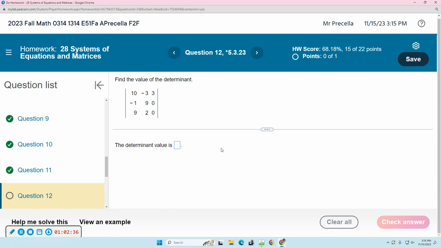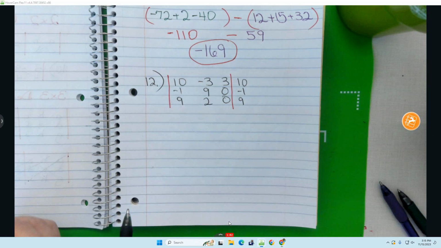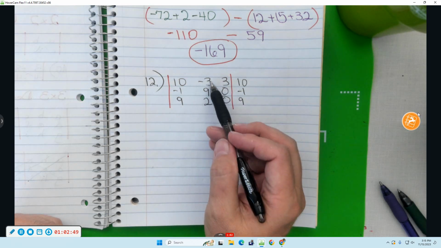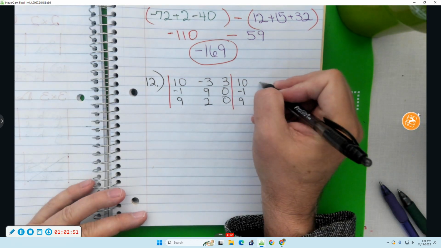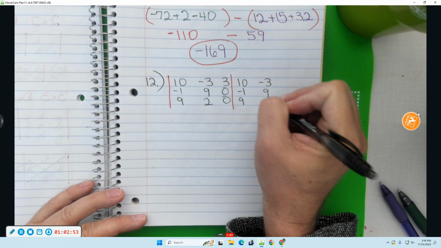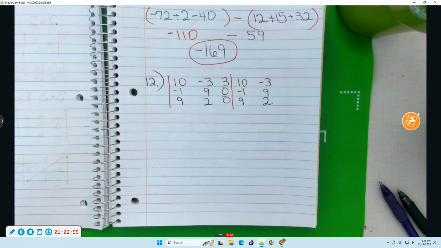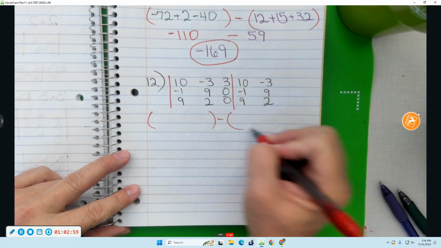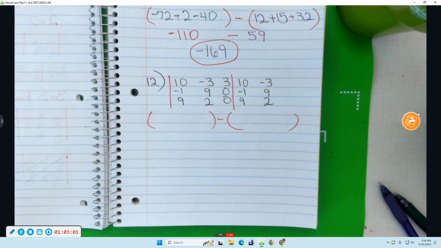Rewrite the first 2 columns. 10, negative 1, 9. Oh, wait, let me show what you're doing. 10, negative 1, 9. Negative 3, 9, 2. We're going to have parentheses minus parentheses.